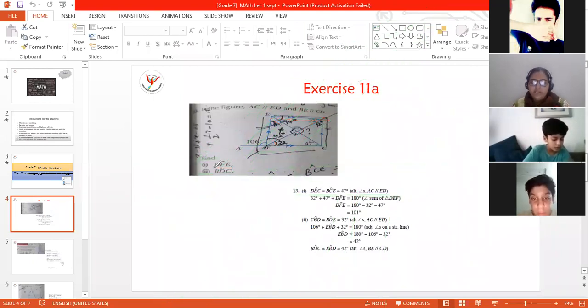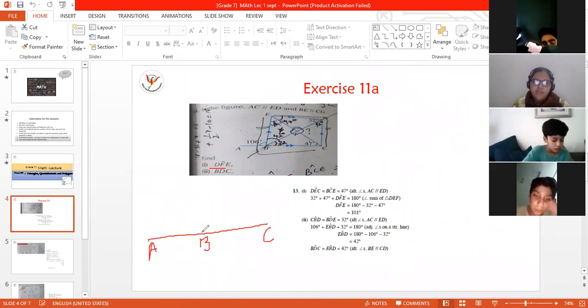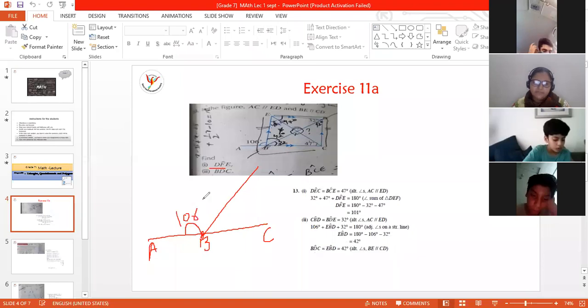Now, you have already found DFE. And if this angle is 32 degrees, this angle will also be 32 degrees, alternate interior angles. Now, we have a concept of straight line. If you can see A, B, and C, this is A, this is B, and this is C. And on angle B, there are two angles. One angle is 106 degrees. You have to find this angle, and this angle is 32 degrees.